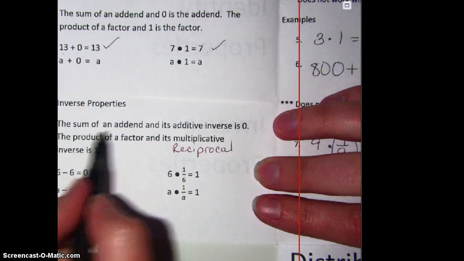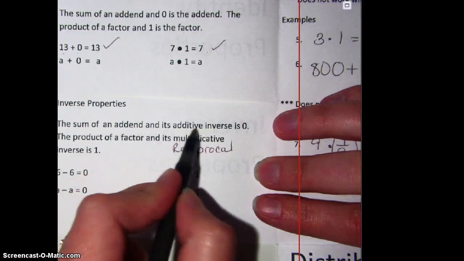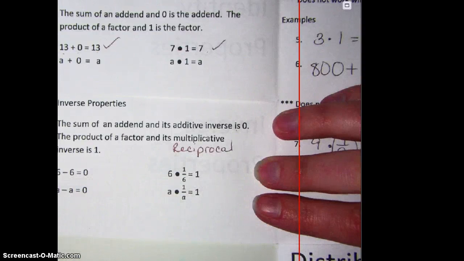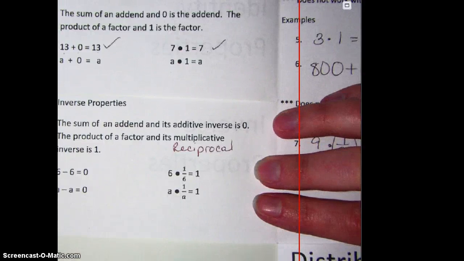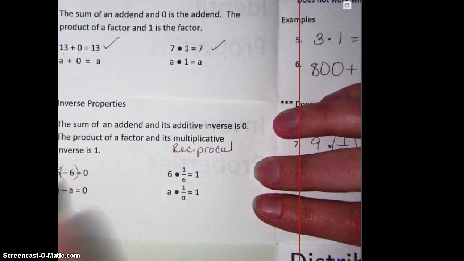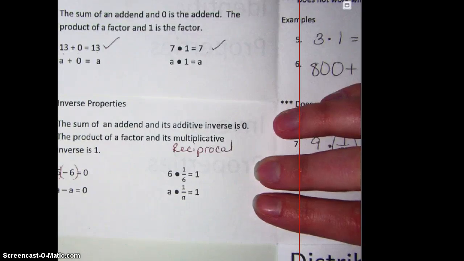The sum of the number and its additive inverse is 0. What they're saying about additive inverse is its opposite. So on the number line, if we want the opposite of 6, we would say that that would be -6. So take a look at what we've got here. We've got a +6 and a -6. If we add a +6 and a -6, we're going to end up at 0 on the number line.